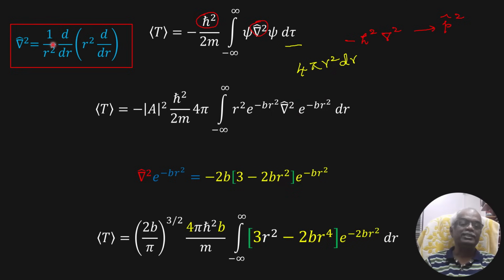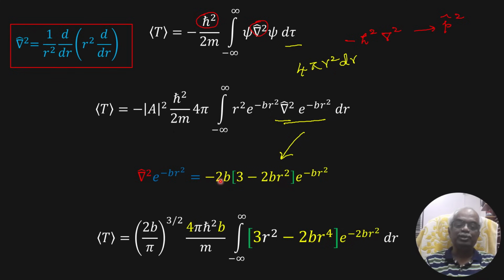So the del squared is the radial part of the operator. That is, the radial part of del squared is 1 over r squared d/dr of r squared d/dr. If you replace del squared by this operator, then del squared of e power minus p r squared will become this term. I have not shown this differentiation; it is very simple and straightforward. Of course, I have given this as a separate lecture.